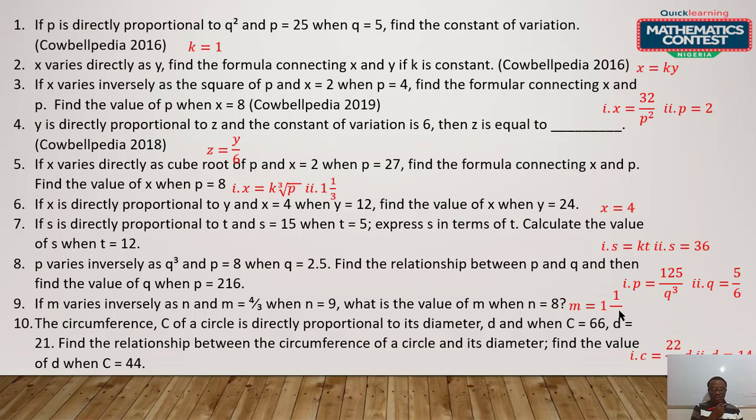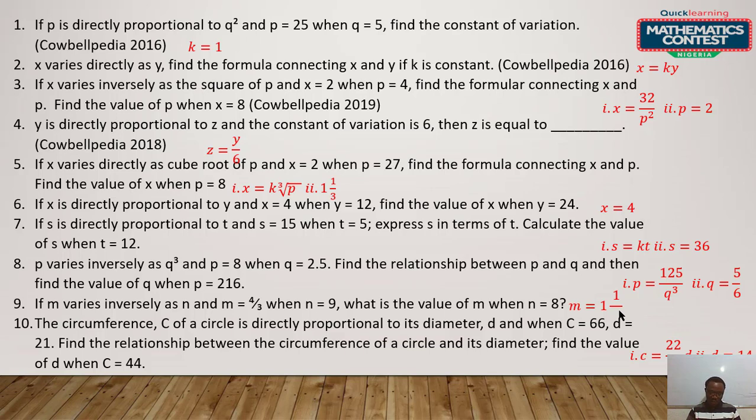Now the first part, we should find the relationship between them. To get the relationship between them, we have to get the value of k, and the value of k there is 22 over 7. How do we actually get 22 over 7? From the first statement, c is directly proportional to d, so c equals kd. So to get our k, it will be c over d, and c is given to be 66 and d is 21. We can reduce that down: 3 in 66 is 22 and 3 in 21 is 7. So the value of k is 22 over 7.